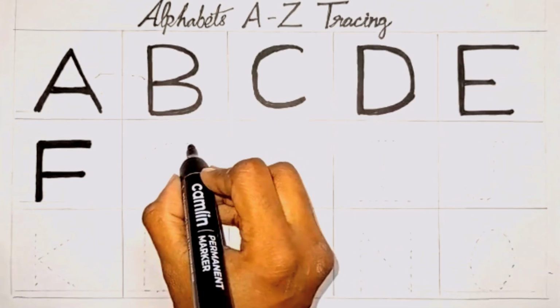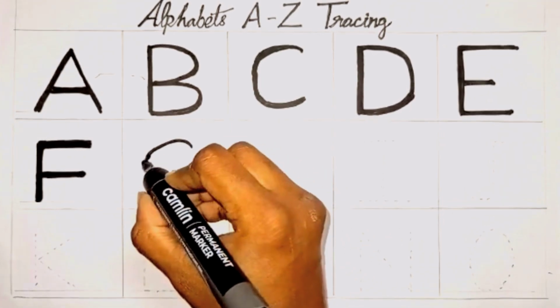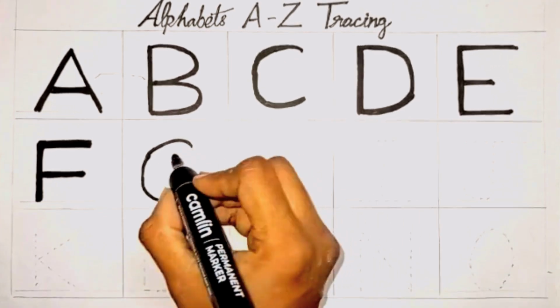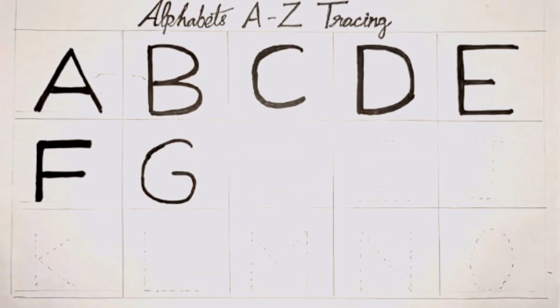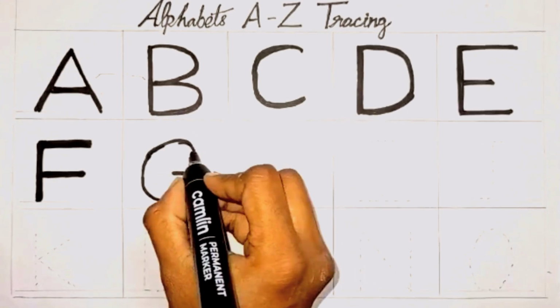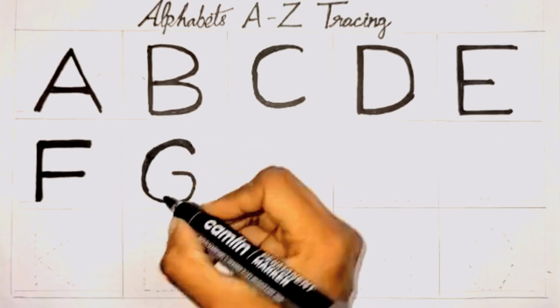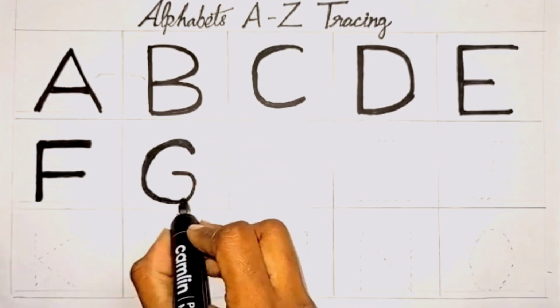Draw a curve like how you did for C and bring the line inside. That is G. Draw a curve and bring it inside. That will give you G.